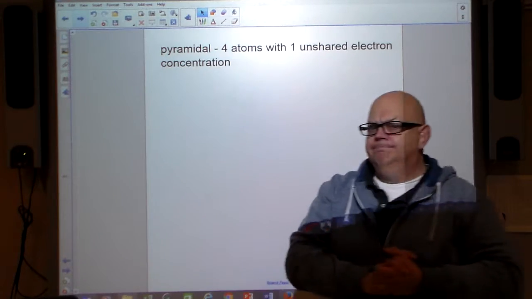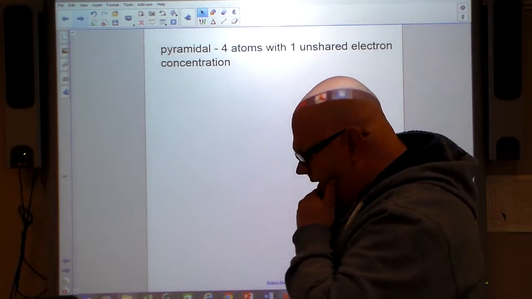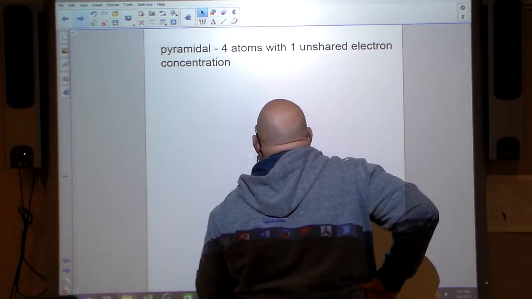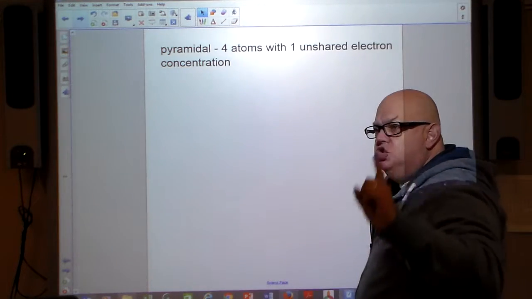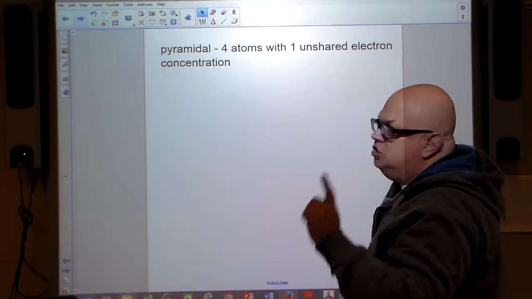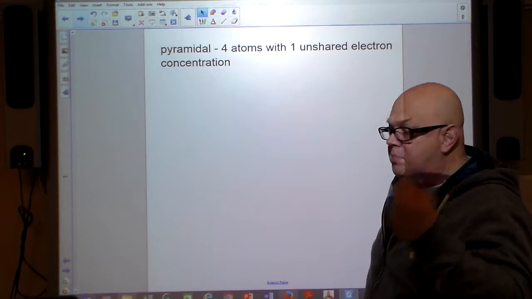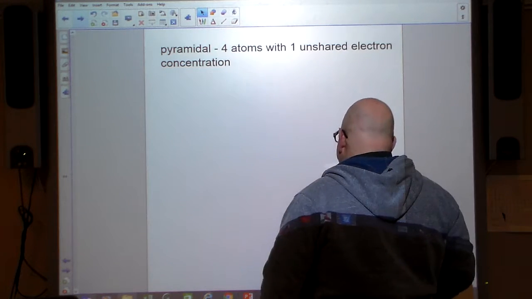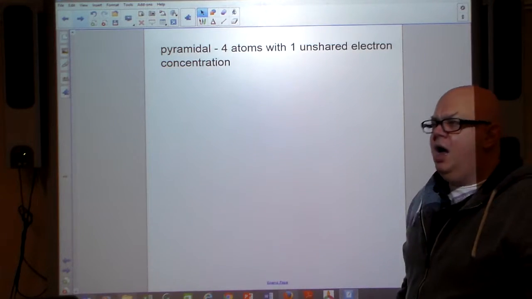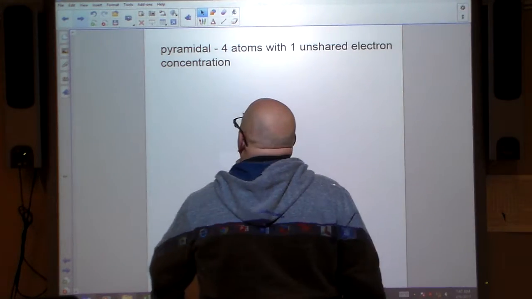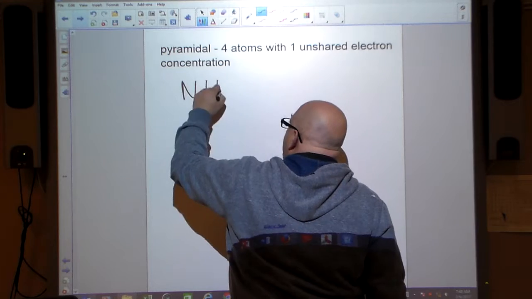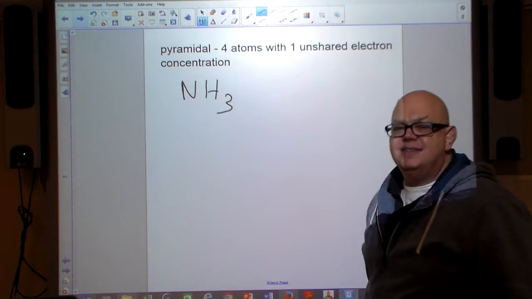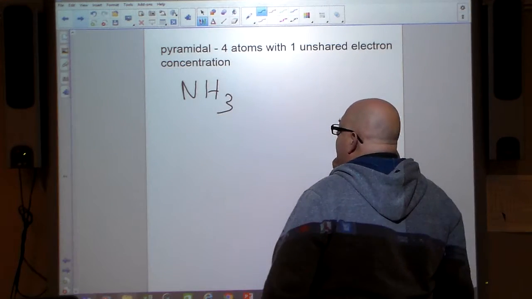Now, let's look at pyramidal. Pyramidal, on the other hand, you have 4 atoms, but you have 1 shared electron concentration, just one. 1 pair of electrons that are not shared. What would be an obvious one for this? Well, NH3 is a classic, okay?